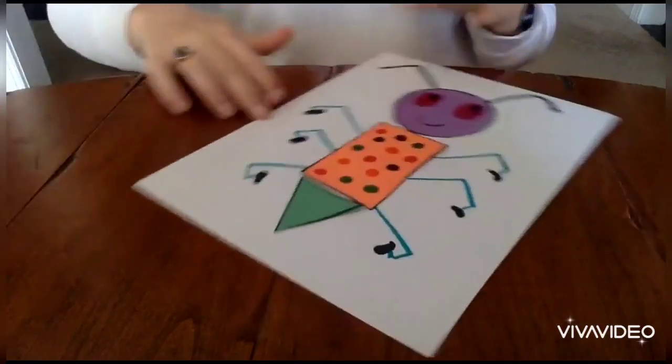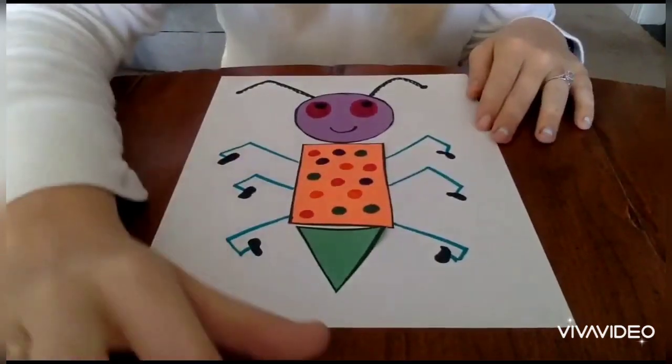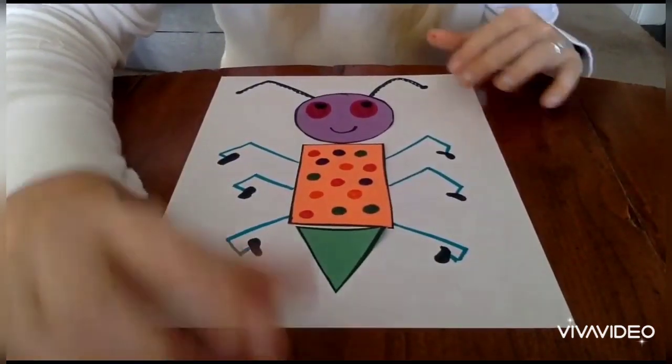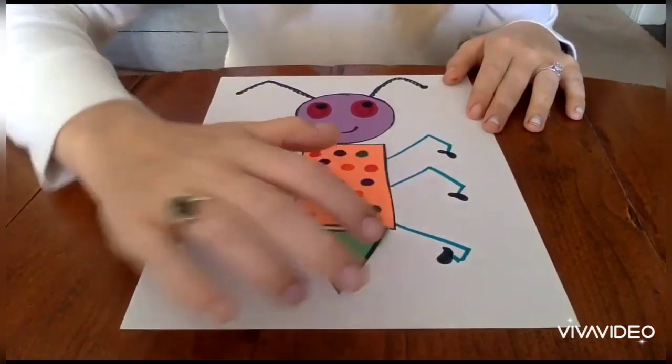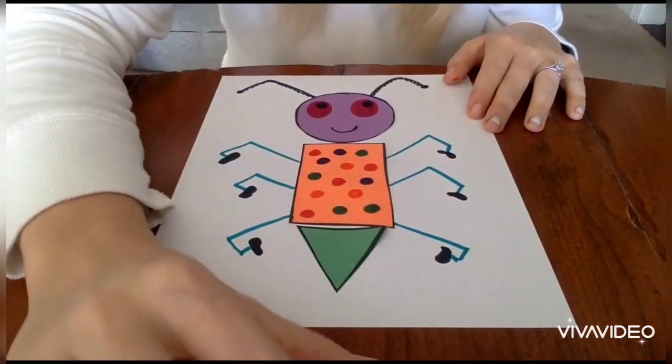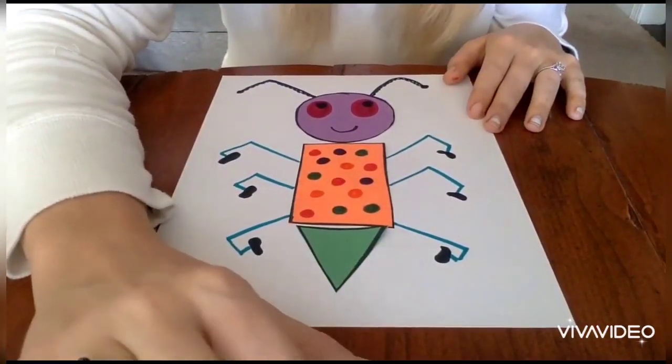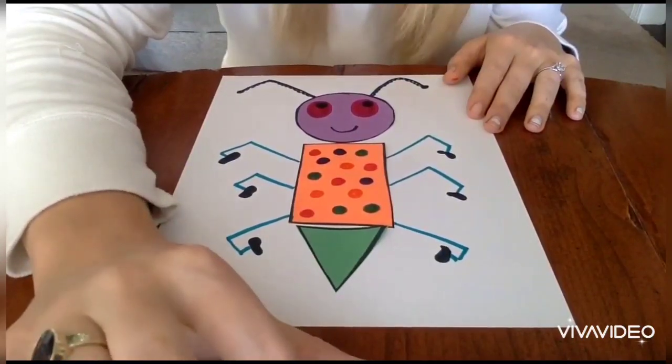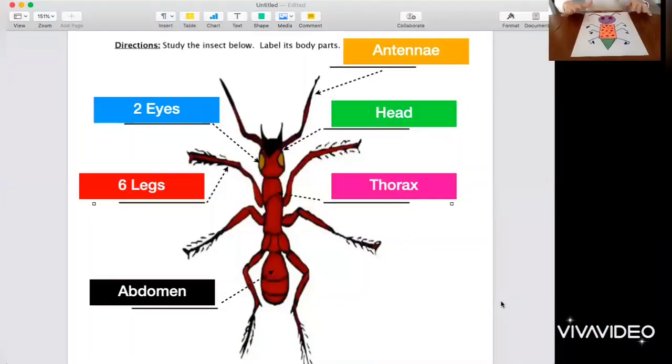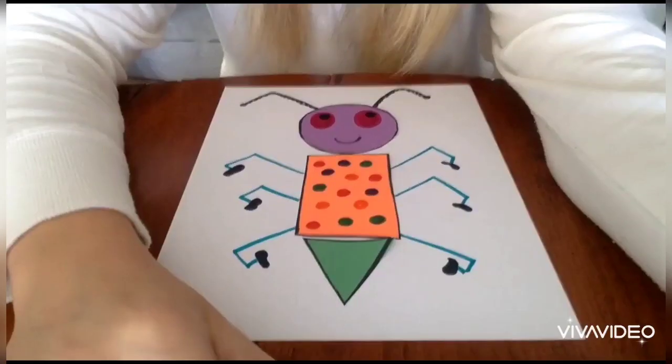All right, so when you are all done, you can make the choice if you want to write the different parts on your insect, you can. I'm gonna pull that screen up one more time and you can pause it or get mom and dad to pause it for you. And you can write the different parts, or if you want to be done here, that is totally up to you. So I am going to bring the screen back up to me.